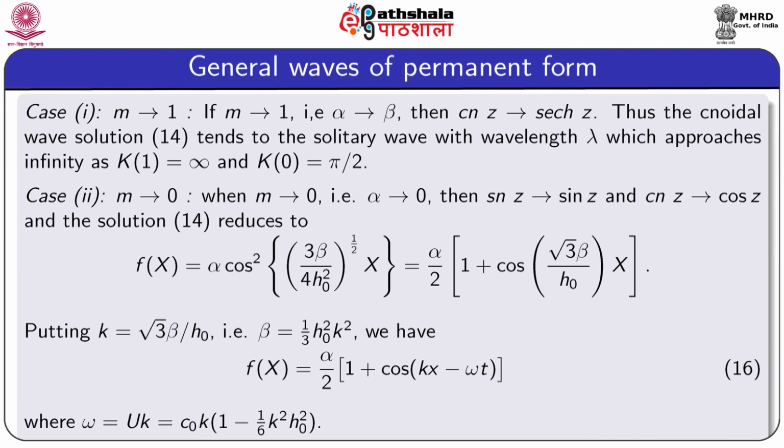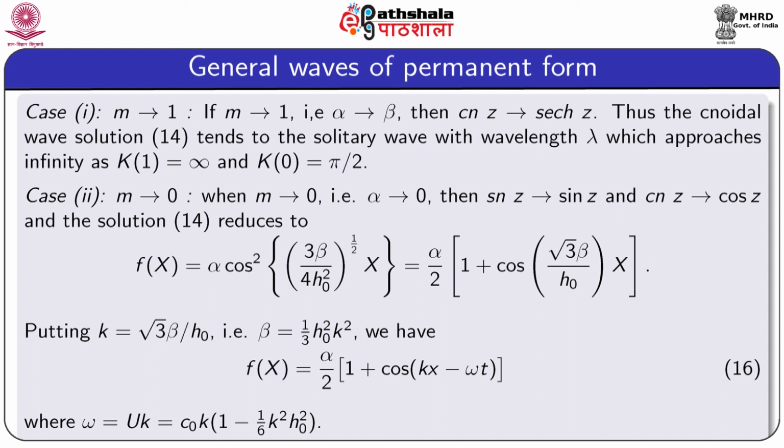Now, I shall discuss two particular cases of the general solution. If you take m going to 1, that means alpha goes to beta, or alpha is equal to beta, then the Cn z function becomes the sech z function, and the cnoidal wave solution 14 represents the classical solitary wave with wavelength lambda, which approaches infinity. Due to this property, k1 equals infinity and k0 equals pi by 2.